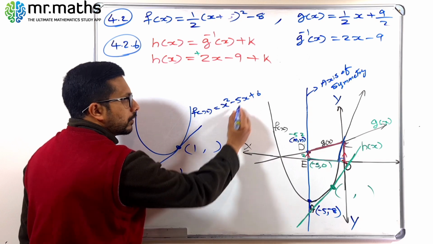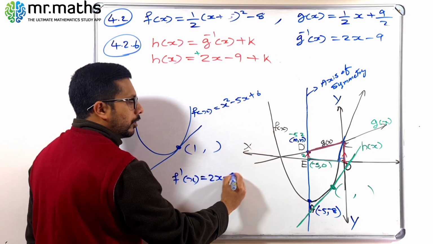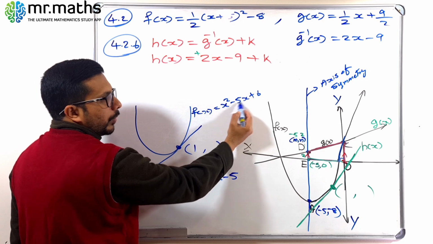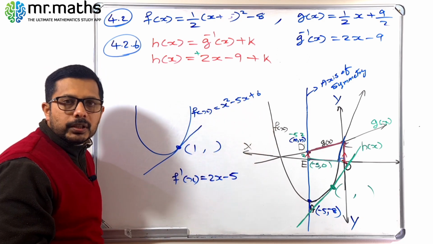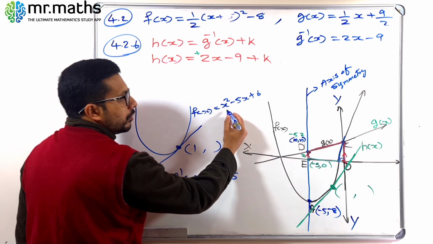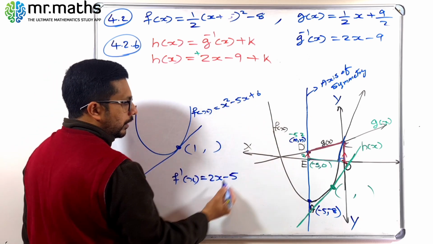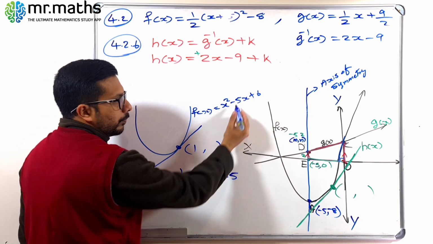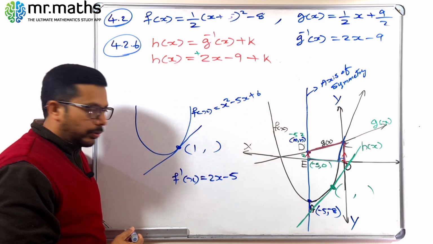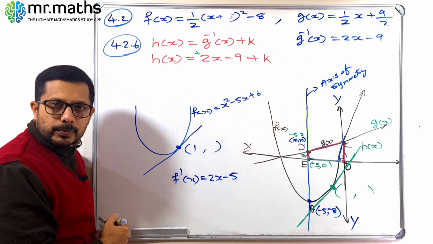2x minus 5x. What is the derivative? Minus 5. This 2x, then minus 5. Those who don't know how to find the derivative, you have to watch the calculus section. So the derivative of x squared minus 5x is 2x minus 5. Minus 5x derivative is minus 5. Constant term derivative is 0. So anyway, the derivative is this one, 2x minus 5.